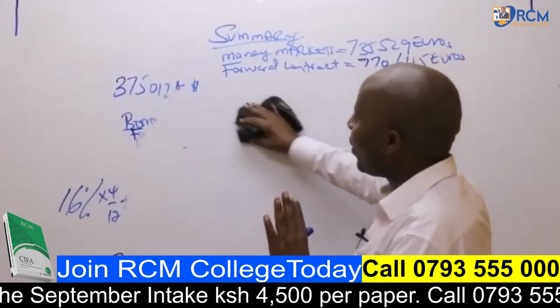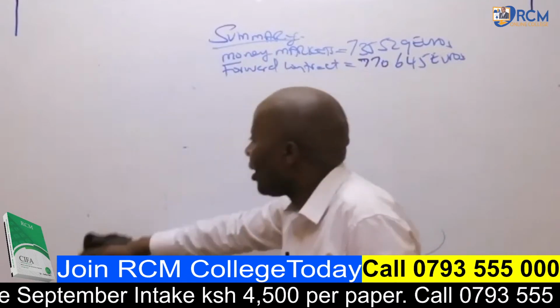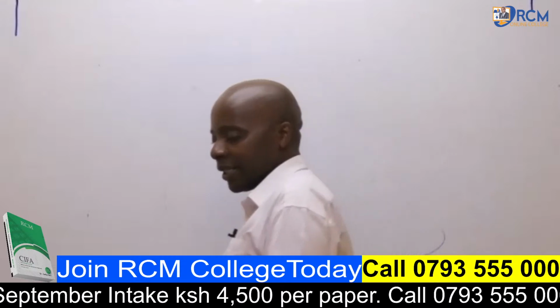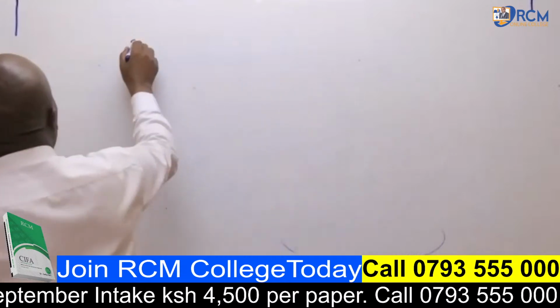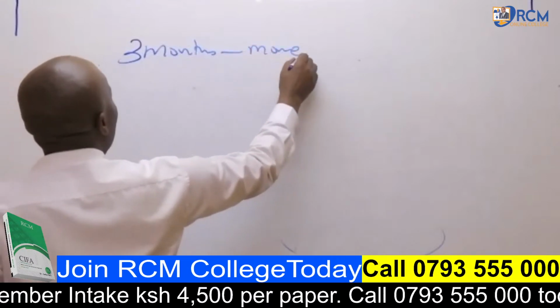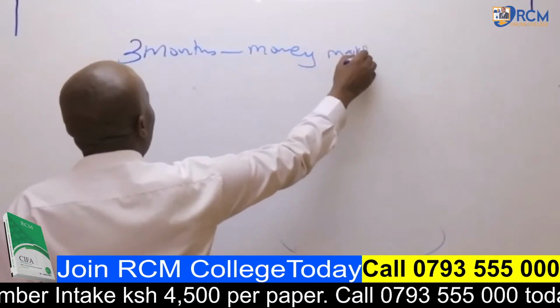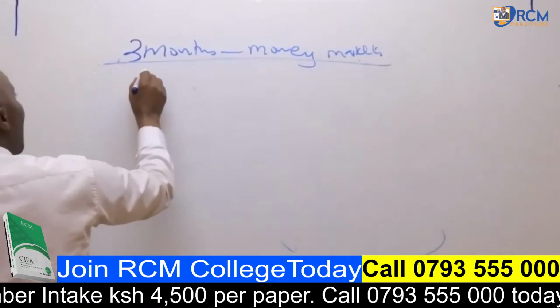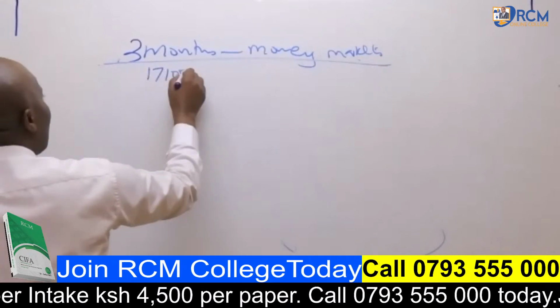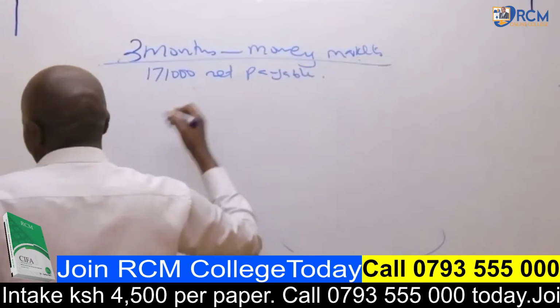Sasa, nataka tuassume hatujajua chochote. Tuende ile ya 3 months. Tufanye money market 3 months. 3 months money markets. And if my memory serves me well, we had 171,000 net payable. Now pick it from there.